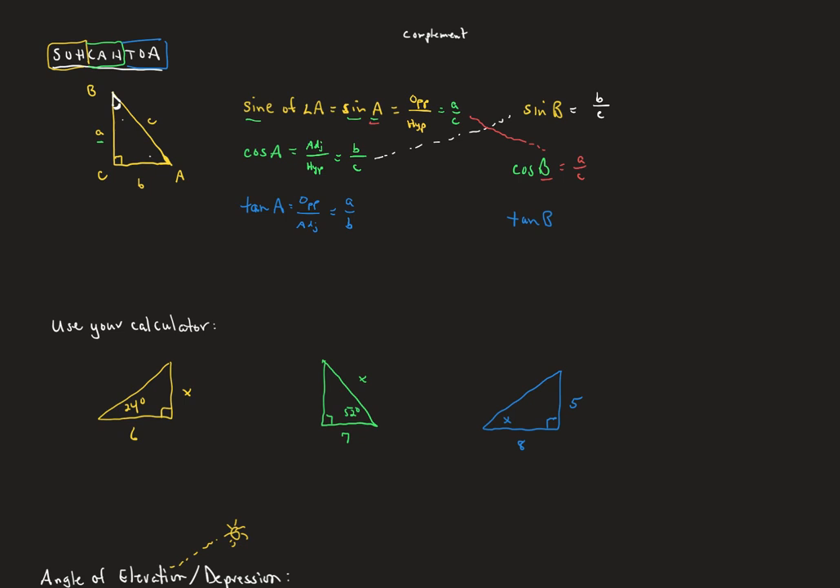So the sine of a 20-degree angle would be the same as the cosine of its complement. 90 minus 20 is 70. So the sine of 20 is the cosine of 70. And the tangent of B is going to be opposite over adjacent. So the opposite is side length B, and the adjacent is A.